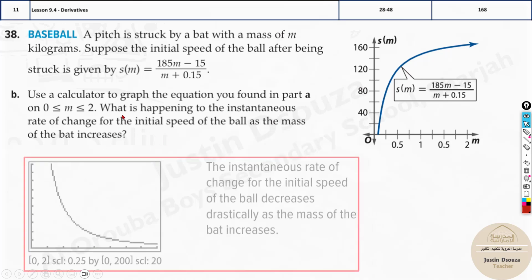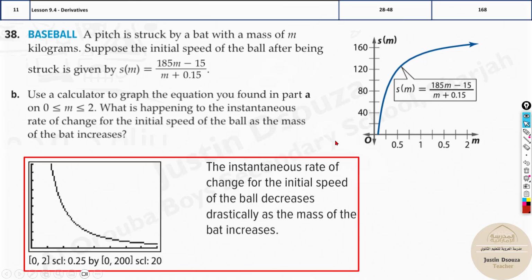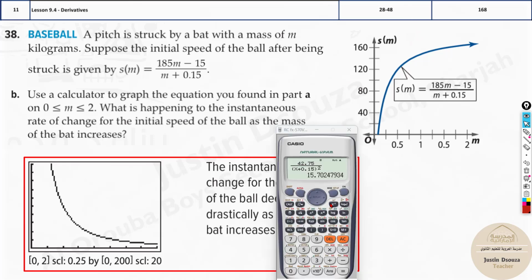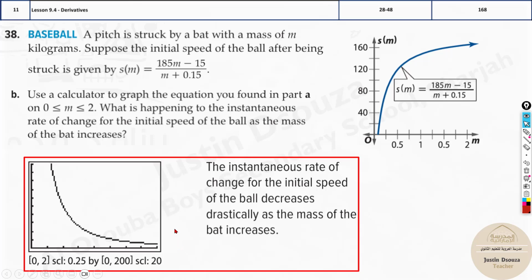Now here, using a graphing calculator, we need to graph it up. Even if you don't have a graphing calculator, you can do it in the calculator. The option is mode and 7, the table method. Type the equation and you can graph it, only for 0 to 2 seconds. And you can see what happens is it decreases.